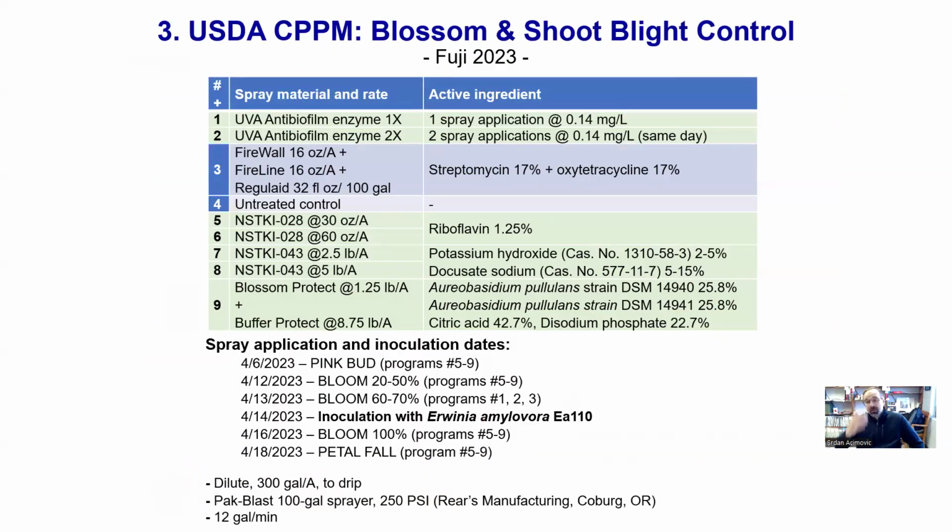So let's look at an example of a trial that I did last year. I've tested here some experimental materials that you can see here in green, but I want to focus you on the number 3, which is the Firewall. So treatment number 3 is the application of Fireline and Firewall with Regulaid.